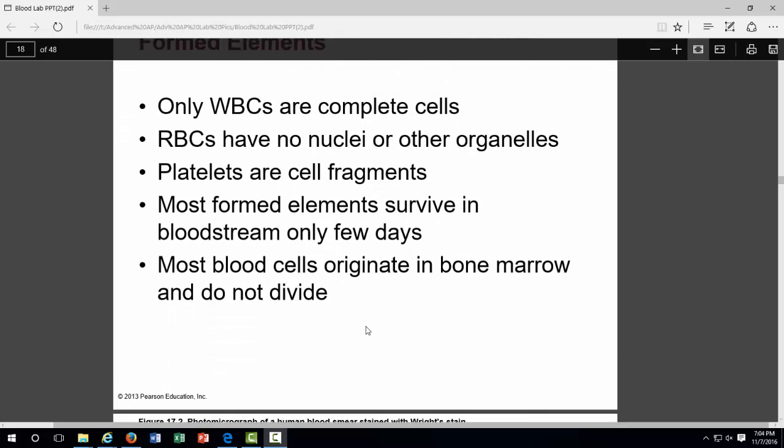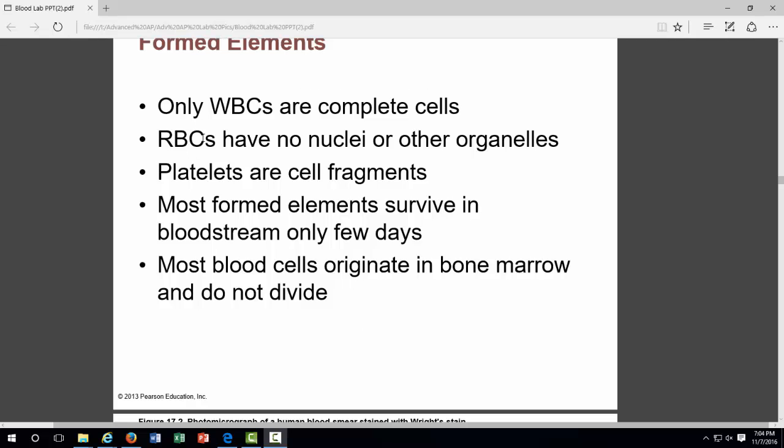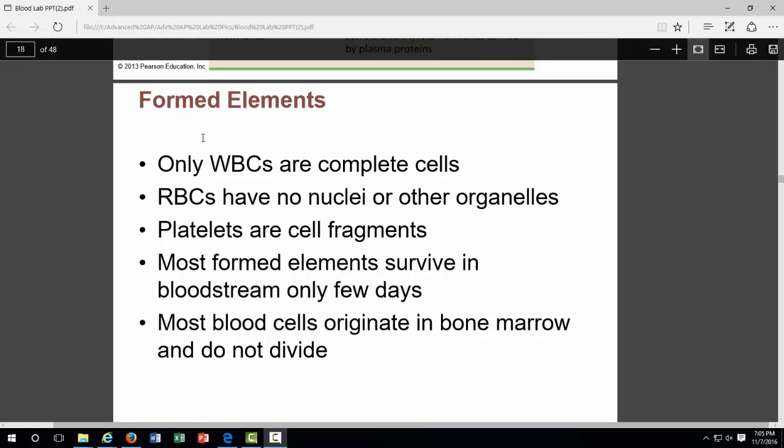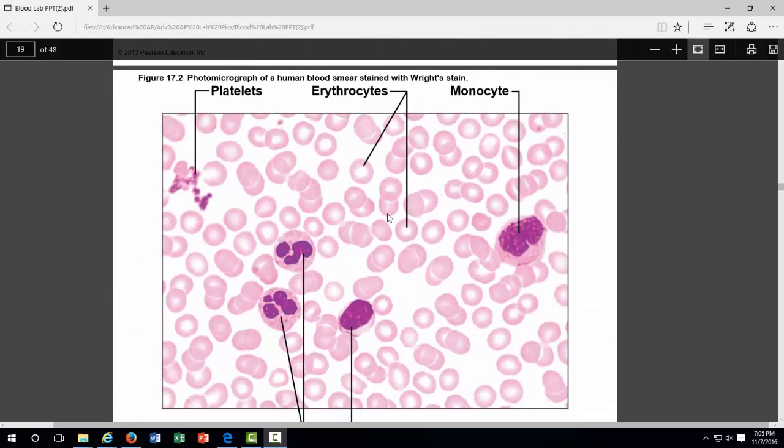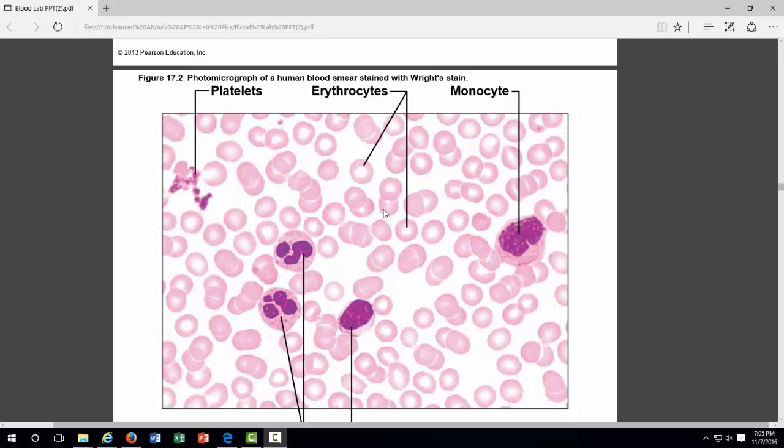So when we look at these in a cell, or I'm sorry, in a slide, some things you need to keep a watch for: red blood cells are very small. They're the most numerous in the slide, and they have no nucleus or any organelles. So when you look at a slide of blood, you're going to see a lot of red blood cells with pale centers. They don't have a nucleus. And then you're going to see all these other larger cells with kind of oddly shaped nuclei. Those are the white blood cells. And then these fragments of cells, those are the platelets.